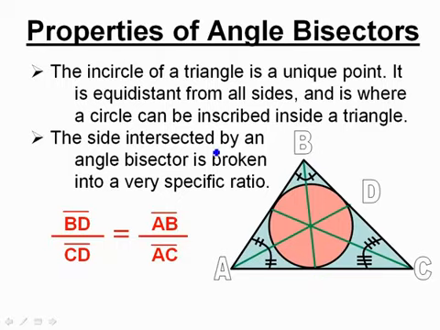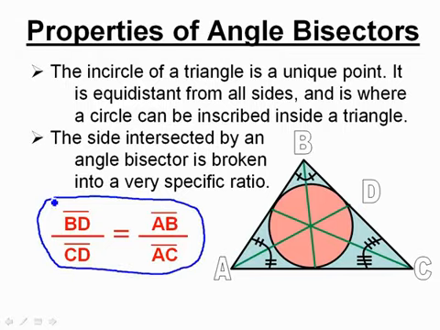The side intersected by an angle bisector is broken into a very specific ratio. And down here I said the ratio. So here's the thing. BD divided by CD, so the length from here, BD, and then the length from D to C, that ratio is equal to the length from A to B divided by the length from A to C. It's not that hard. Basically, you're saying that, let's say that was a point E. The ratio CE divided by AE is equal to BC divided by BA.